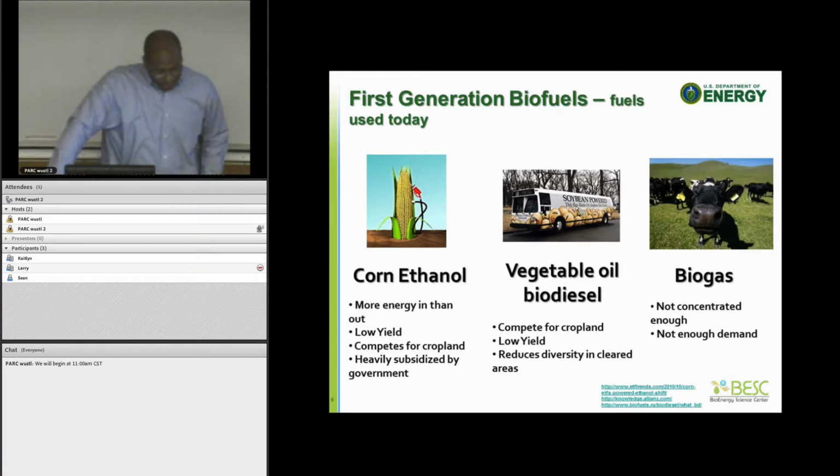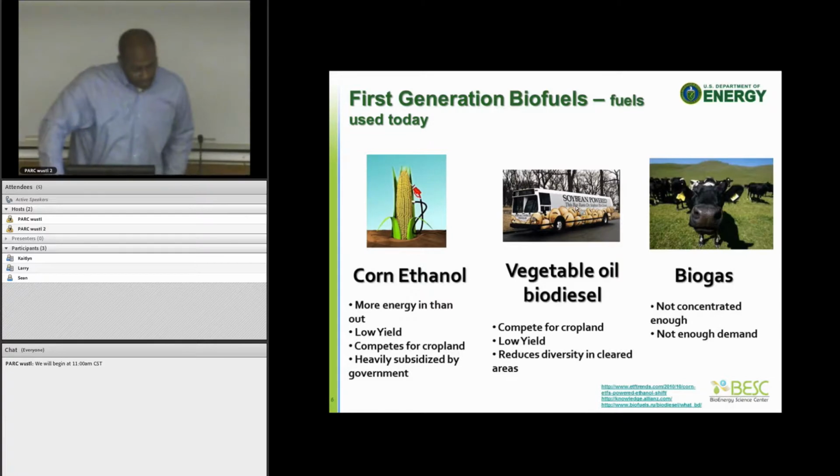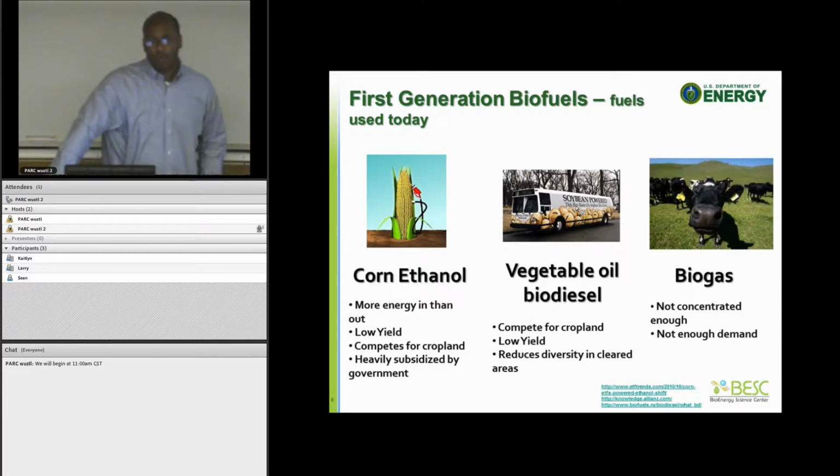Similar for the cost of vegetable oil biodiesel. I think that's somewhere between, depending on the source, $1.30 and $2 a gallon. And again, the cost for petroleum-based diesels is approximately the same.